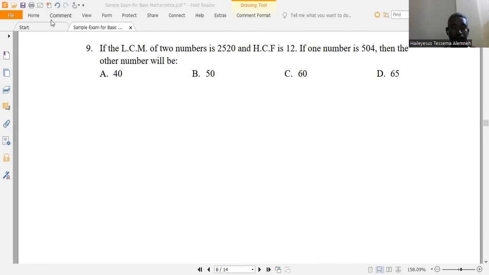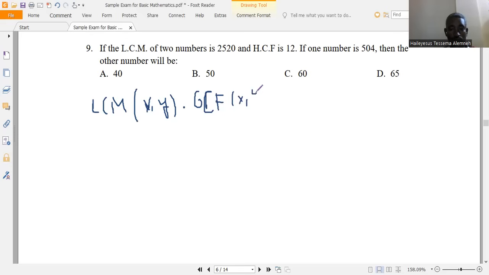So for simplicity, we may use calculators. So LCM of two numbers x and y, I would remember the last exercise. At the same time, GCF of two numbers x and y. LCM times GCF of x and y is always equal to x times y.